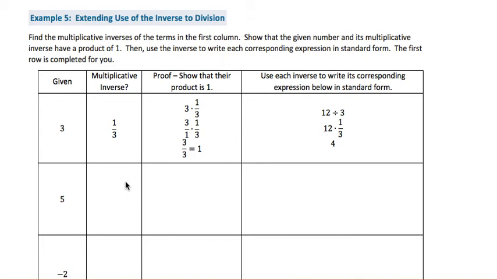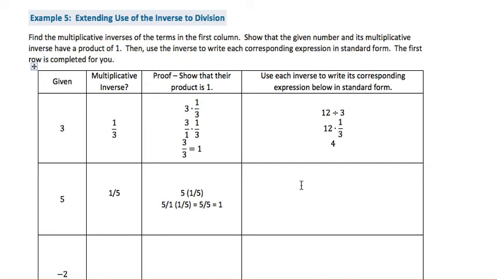Following the same pattern, the multiplicative inverse of 5 is 1/5. Proof, we would do 5 times 1/5, and we'll rewrite 5 as an improper fraction, 5/1 times 1/5, which equals 5/5, which is 1.